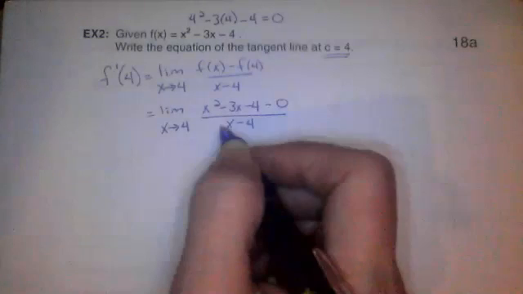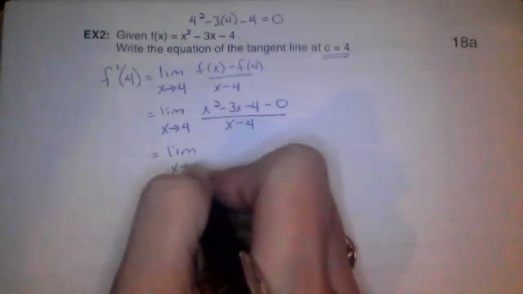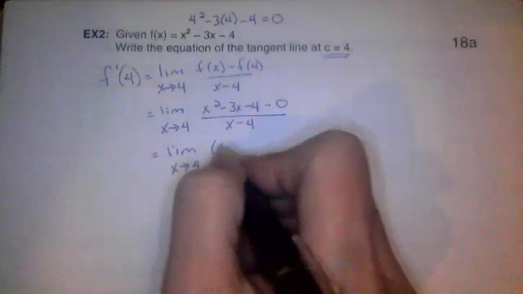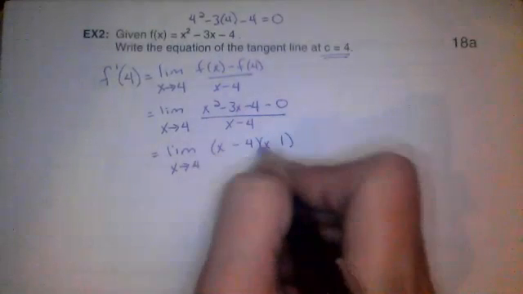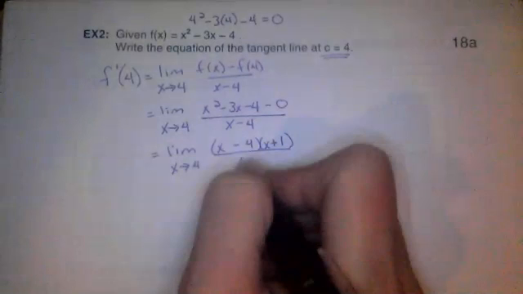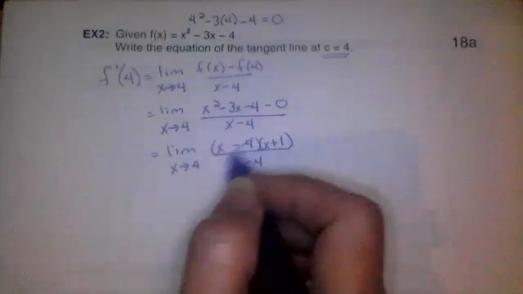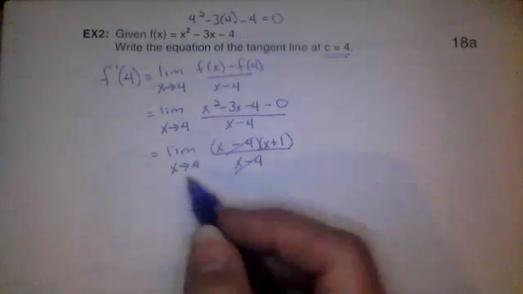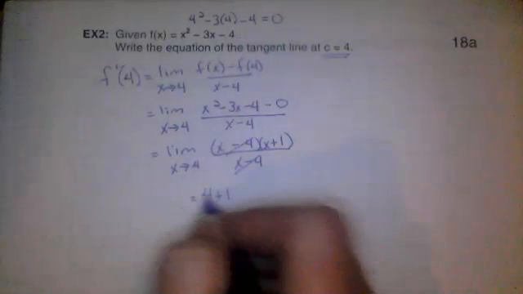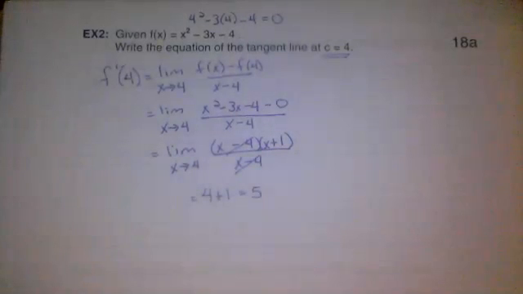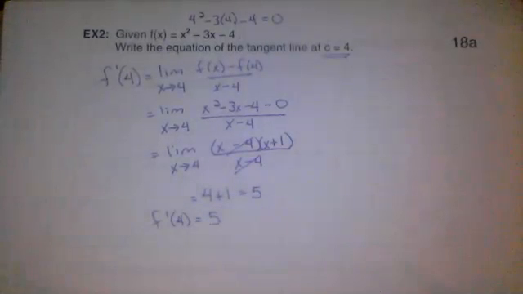Alright, so we need to factor. The 0, of course, isn't going to change our numerator, so we're going to factor this. We have x minus 4 times x plus 1 over x minus 4. Our x minus 4s will divide out, and so now we can plug in the 4. 4 plus 1 is 5. So our slope of the tangent line is 5.